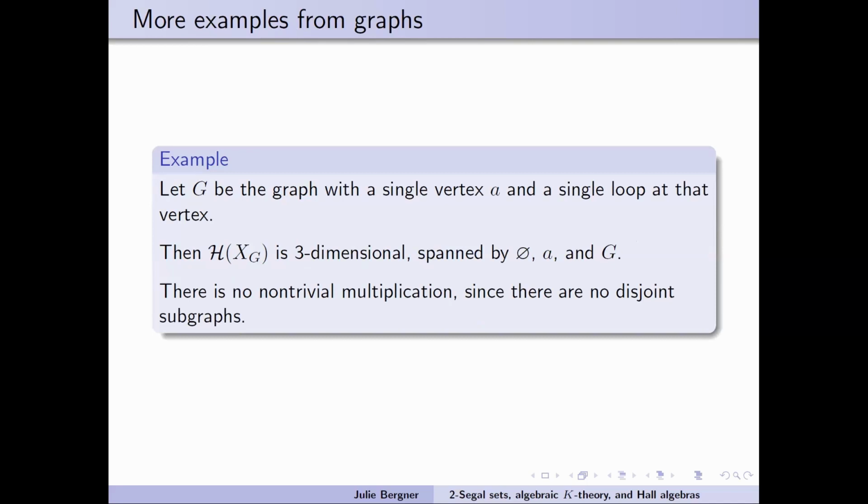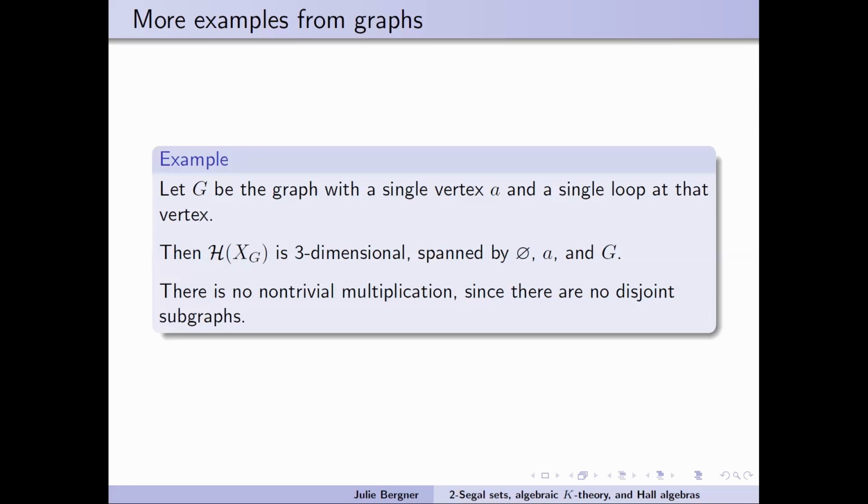Now you get a three-dimensional vector space. We've got three subgraphs: the empty one, the vertex A by itself, and then A with the loop. And by the way, I should have said this earlier: the empty subgraph ends up being the unit element in the algebra. So that's why there was no interesting multiplication with it, because it just behaves as a unit.